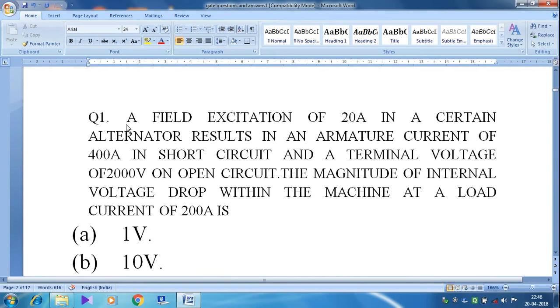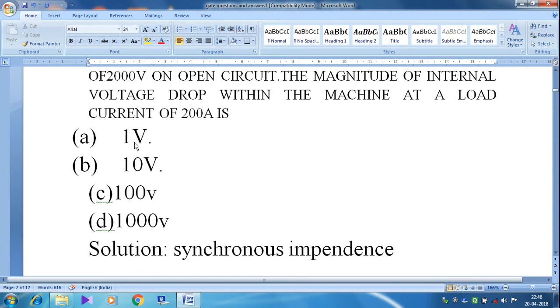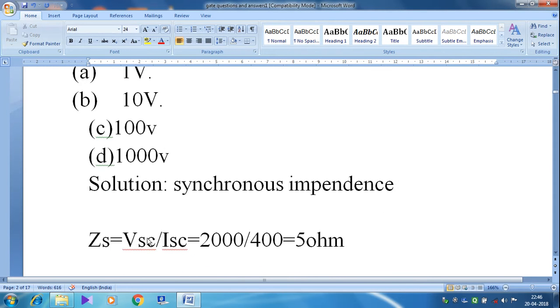The first question is: a field excitation of 20 ampere in a certain alternator results in an armature current of 400 ampere in short circuit and a terminal voltage of 2000 volt on open circuit. The magnitude of internal voltage drop within the machine at a load current of 200 ampere is 1 volt, 10 volt, 100 volt, 1000 volt.